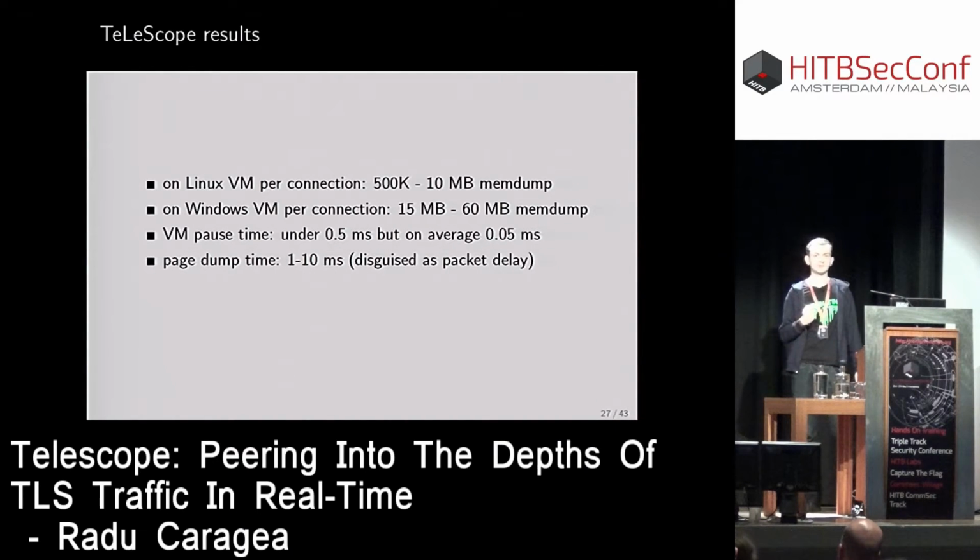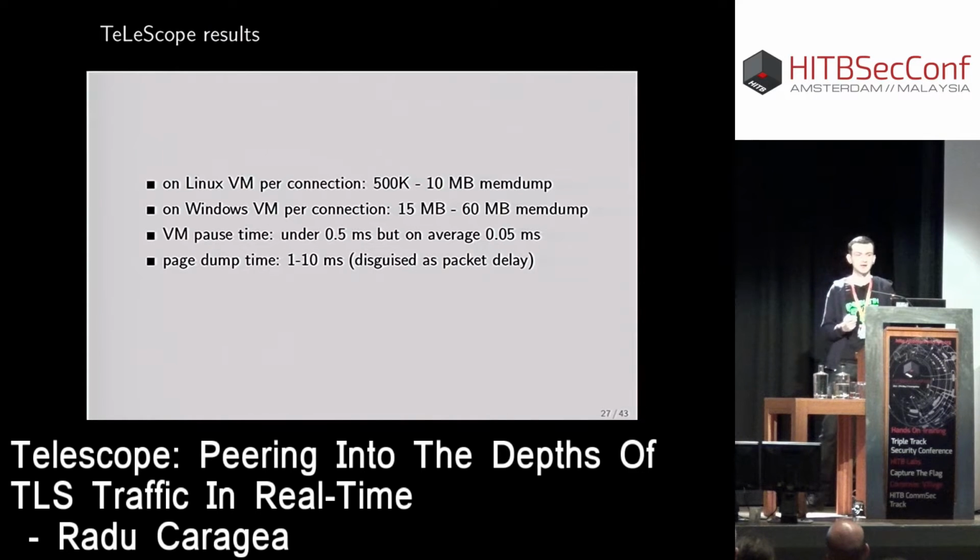But what we're most interested in is if it's noticeable, if the hypervisor does this to a VM. And through some tricks that you can see in the paper, we managed to get it down to 0.5 milliseconds tops, but usually it's 0.05 milliseconds. And this is on hardware that doesn't even have page modification logging. And the actual page dump time is a couple of milliseconds, and as we said, this is included in the time you keep the packet in transit. So you don't even need to pause the VM. You pause it only when you issue or reset the log dirty mechanism.